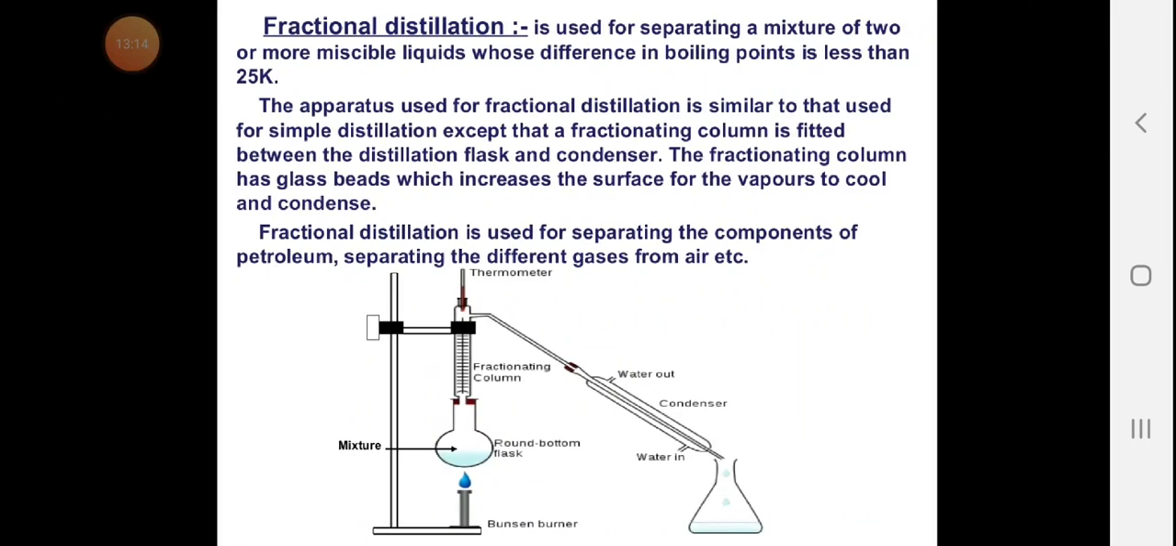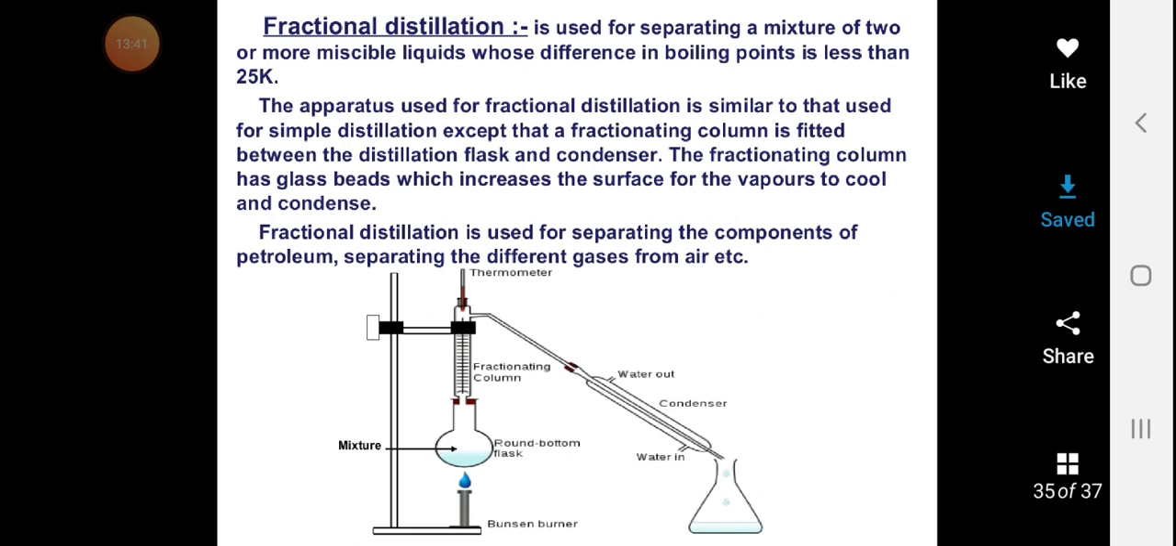Now here it is a fractional distillation. Simple distillation you can use only for two components, but with fractional distillation you can separate a mixture of two or more miscible liquids where the difference in their boiling points is less than 25 Kelvin. Specially, fractional distillation is used for separating petroleum products from petroleum.